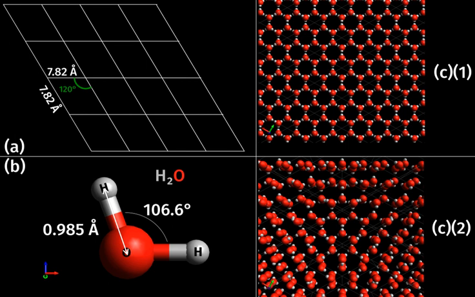4 times 4/3 pi r^3 over 16 square root 2 r^3 equals pi over 3 square root 2, equals 0.7405. The 74% packing efficiency is the maximum density possible in unit cells constructed of spheres of only one size.